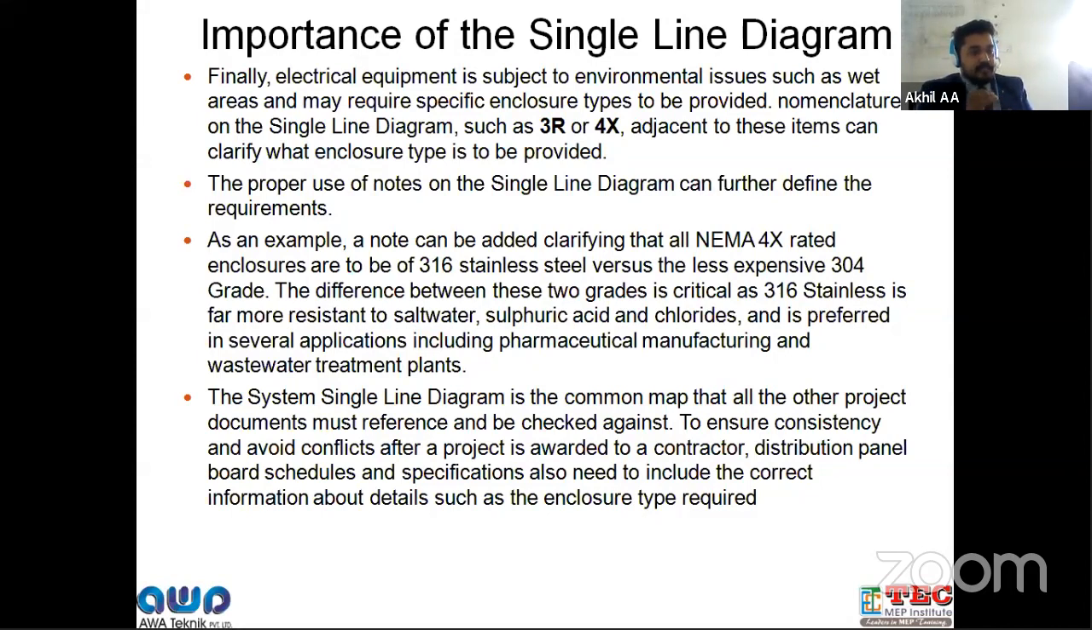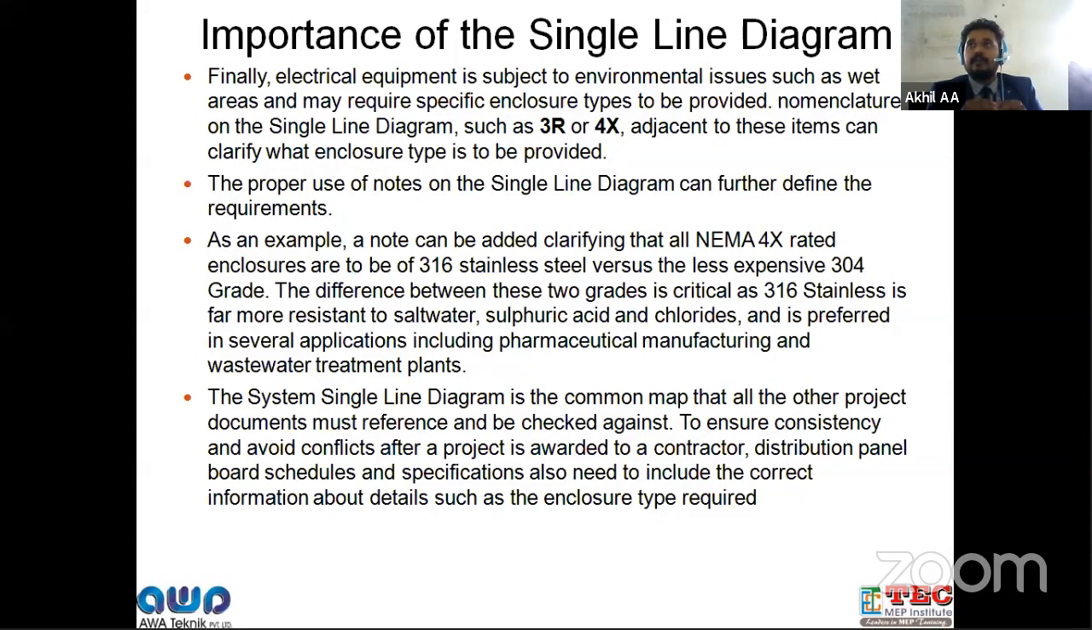Okay, then the system single line diagram is the common map that all the project documents must reference and be checked against to ensure consistency and avoid conflicts after a project is awarded to a contractor. Distribution panel board schedules and specifications also need to include the correct information about details such as the enclosure type required. Like, for example, when you're sharing the single line diagram, you need to mention all the load details.